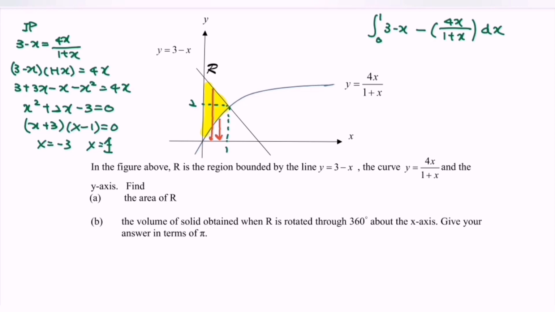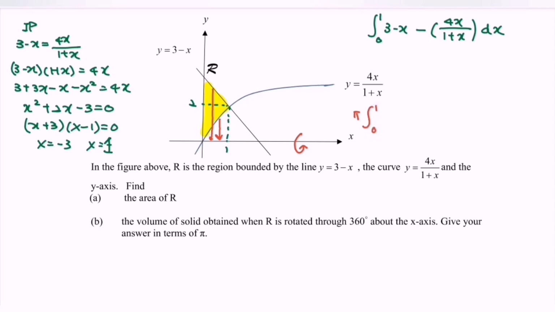Next, kindly refer to B. The volume of the solid obtained when R is rotated about the x-axis. So here is the rotation. Give your answer in terms of pi. As we all know, the area and the volume have a similar formula, which is the longest minus the shortest. For the volume, we have to multiply with pi. Still the same, from 0 until 1.